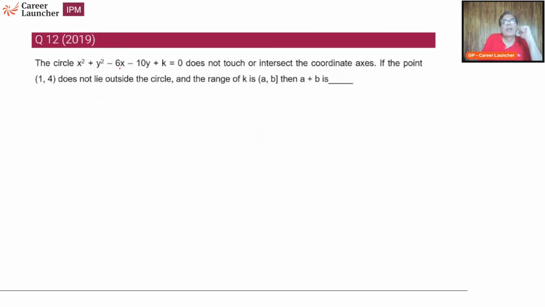The circle x squared plus y squared minus 6x minus 10y plus k equals 0 does not touch or intersect the coordinate axes. If the point (1, 4) does not lie outside the circle, what is the range of k? Class 11, 12. Leave. If it is 11, 12, don't ever waste your time thinking how to do it. Your task should be very simple. Leave and let's move on.